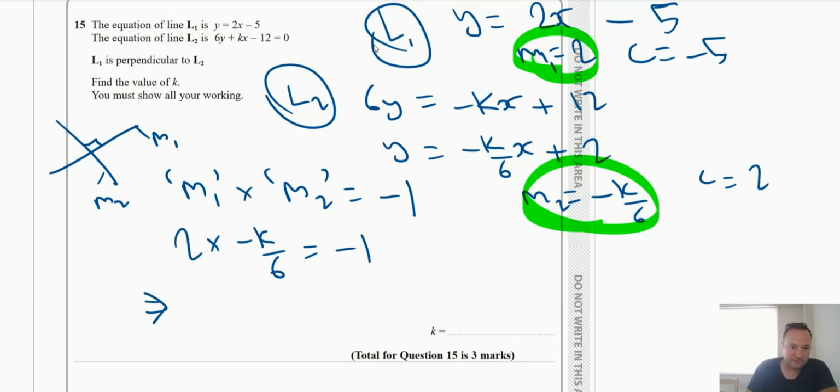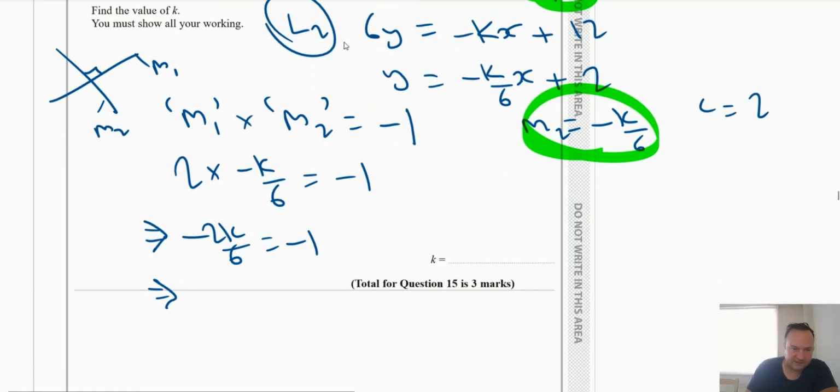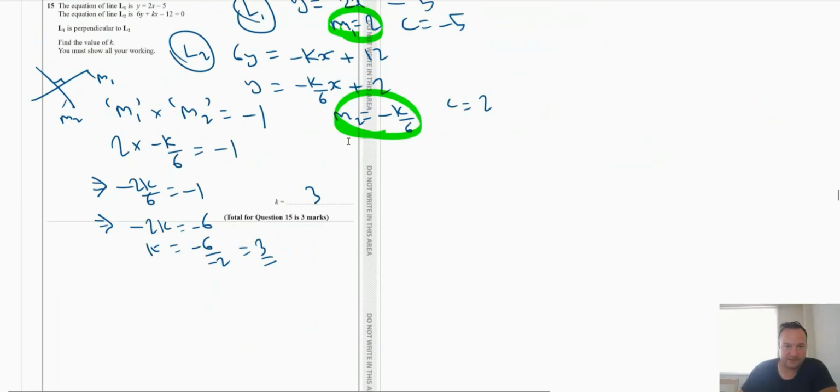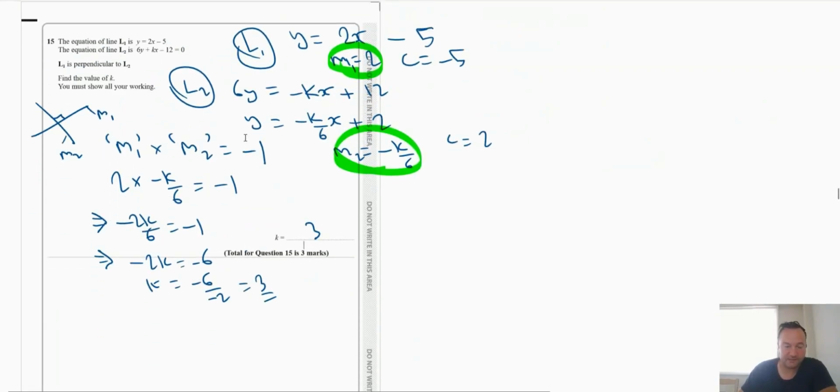So that basically means we can multiply these two things together. So we've got minus 2k on 6 is minus 1. Multiplying both sides by 6 means that minus 2k equals minus 6. And then dividing both sides by minus 2 means that k equals minus 6 over minus 2, which is just going to be equal to 3. So that basically means that our k value is equal to 3, and we've concluded question number 15.